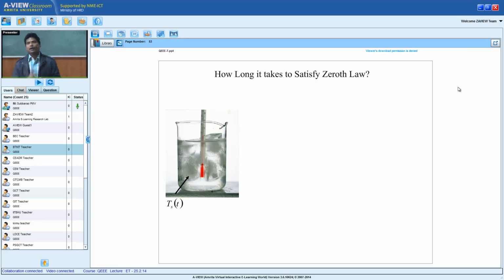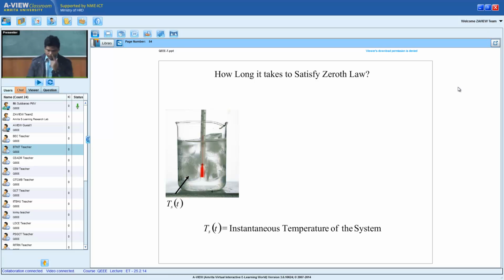Because of this one, the system is changing its behavior. I want to understand how this system is changing because I want a fast responding, fast reaching equilibrium. The time of equilibrium is the one. The TS is called the instantaneous temperature of the system. Then if I use a sensor, that is the temperature of the thermocouple. So the thermocouple is missing.